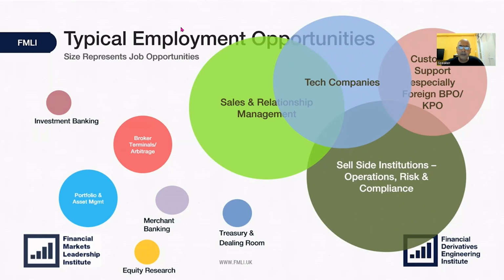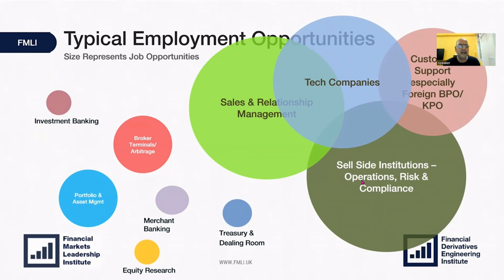If you see the bubbles here, the big ones are the big recruiters. Sell side institutions in operations and compliance roles, tech companies, sales and relationship management, customer support, especially investment banks' foreign offshore units. India is a very big offshore business for these investment banks, so you can join there. They are very big recruiters.